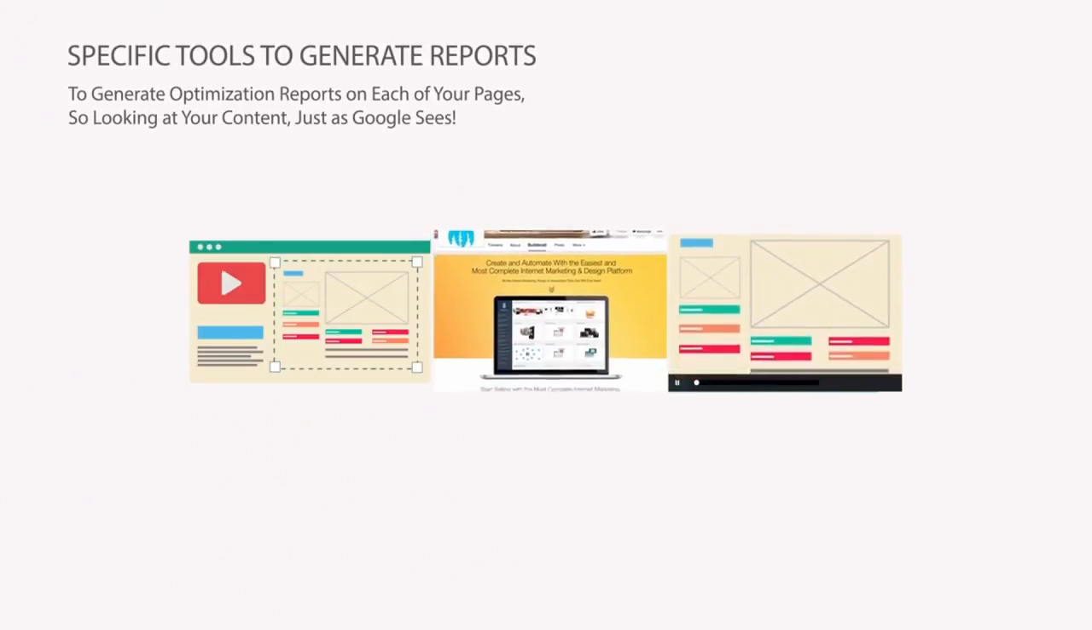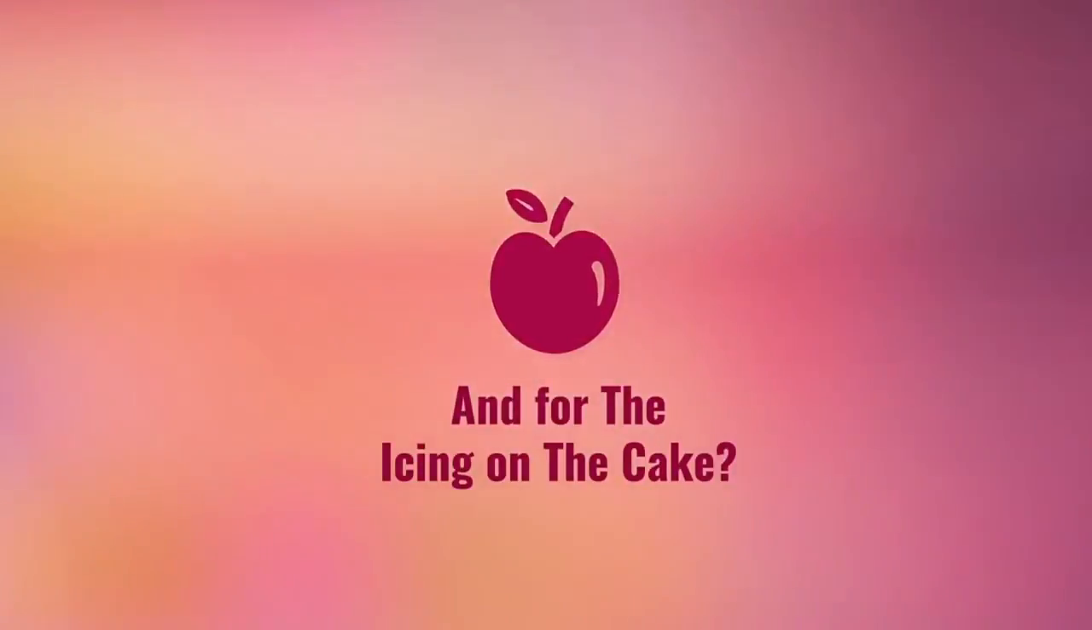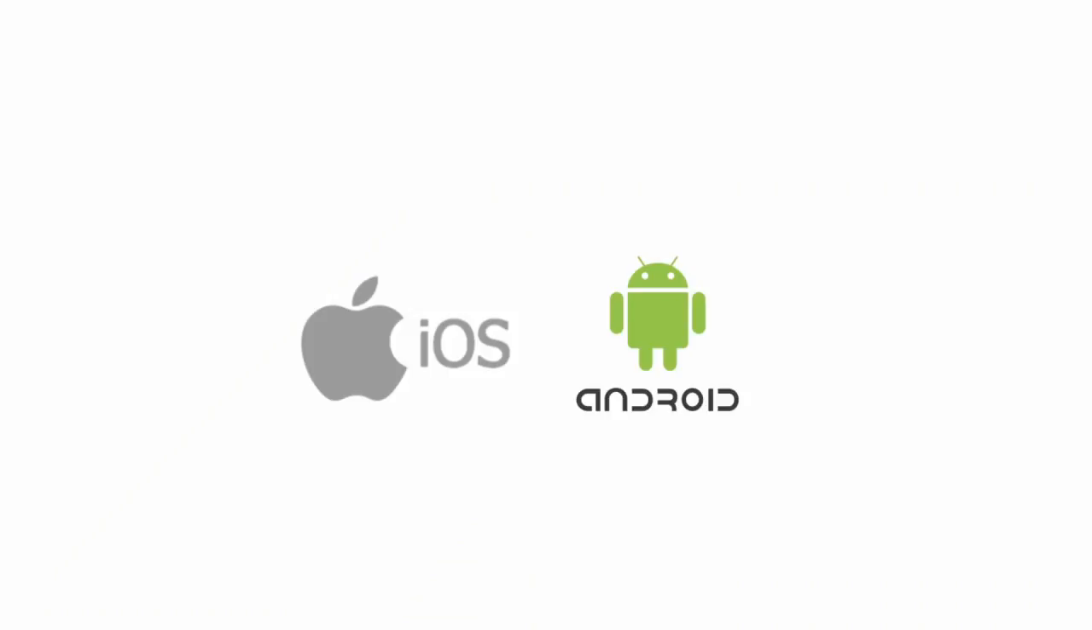But wait, if you really want to strive for perfection and obtain that perfectly optimized page, you need specific optimization tools that make your page attractive for search engines to index. That's what you want Google to see. And for the icing on the cake, you can use a quick and efficient tool for creating amazing iOS and Android apps, so you can literally be at your client's fingertips 24 hours a day.